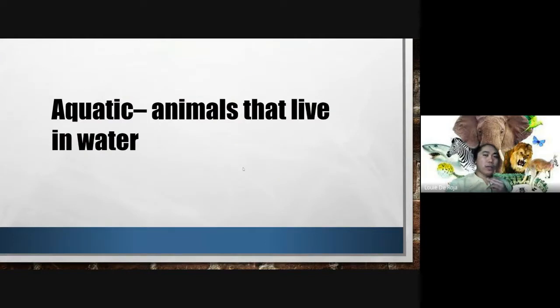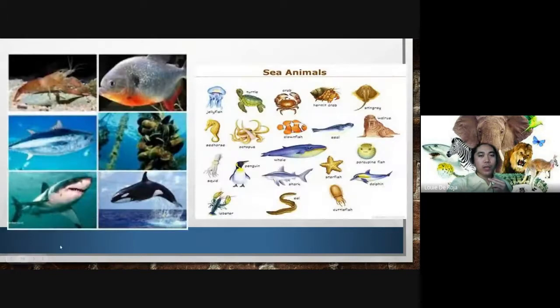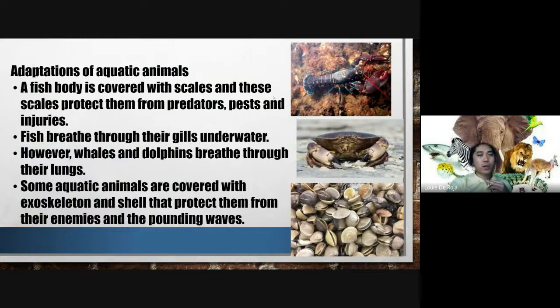Next is aquatic animals that live in water. So, common naman kayo. Any animals that live in water, sea animals. Name it. Okay, so the adaptation of aquatic animals. A fish body is covered with scales, and these scales protect them from predators, pests, and injuries. Okay, fish breathe through their gills underwater. Okay, kung mapapansin nyo, di ba? May gills sila. However, whales and dolphins breathe through their lungs.